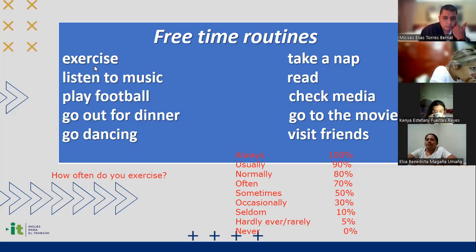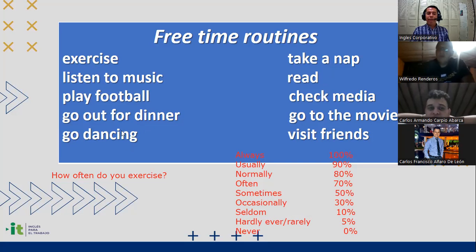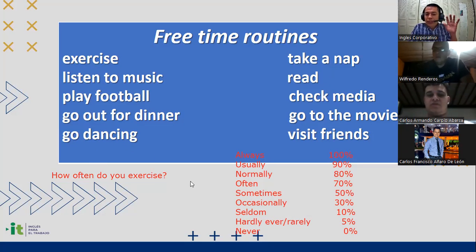How often do you exercise, Carlos? You say, I always exercise. I normally exercise. I never exercise. I hardly ever exercise. If you want to use never, you can use never, hardly ever, seldom, occasionally, sometimes, often, normally, usually, and always. It's your decision, Carlos.